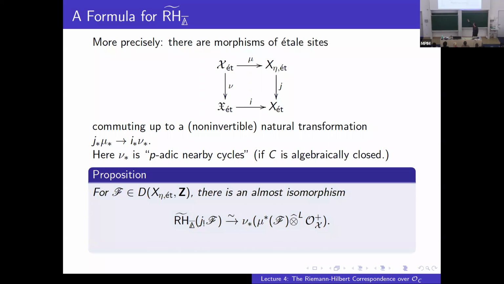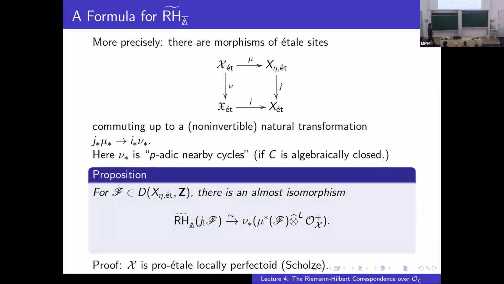And the reason that I'm telling you this is that in the almost category, this Riemann-Hilbert construction that I was describing to you earlier has a formula in terms of this diagram. Namely, say you take a sheaf that lives on the generic fiber, so you could extend it by 0 to get a sheaf on X and apply this Riemann-Hilbert construction. In the almost category, that is computed in the following way. You take your sheaf, you pull it back to this rigid space, you tensor it with this sheaf OX plus, and then you push it down to the formal scheme along this nearby cycles map.